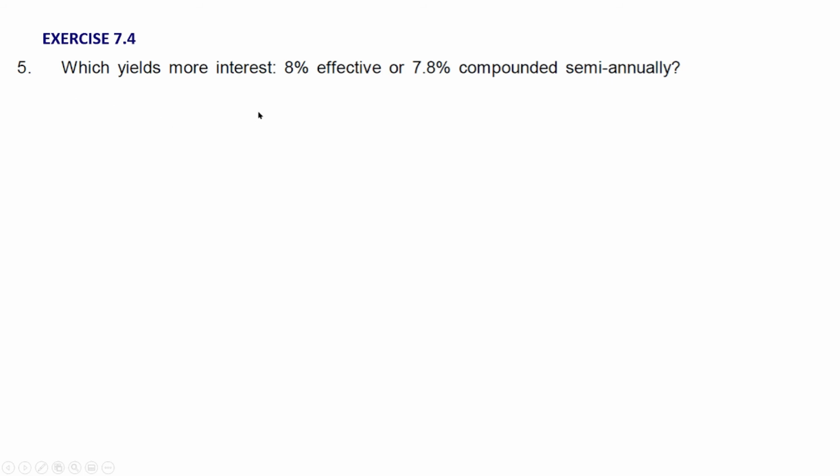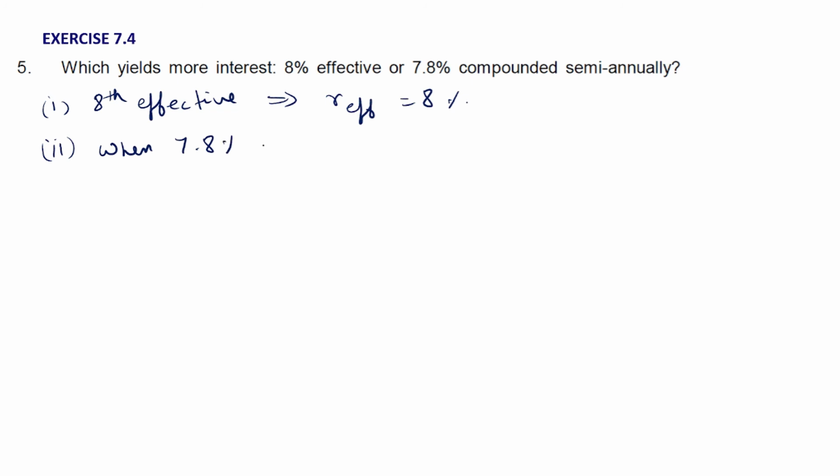Which yields more interest? 8% effective or 7.8% compounded semi-annually? So the first option 8% effective. Here our effective is 8%. First one, 8% effective implies our effective is equal to 8%. Second option, when 7.8% is compounded semi-annually.